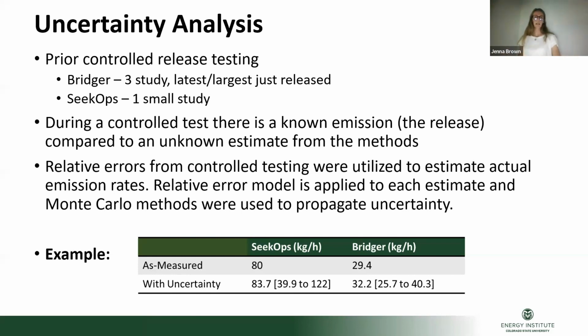So we come up with this relative error model and we apply that to each estimate. And we use Monte Carlo methods to propagate uncertainty. So here's an example of that in this table. And you can see that the increase in the mean here just shows that there's some bias in the controlled testing environment.